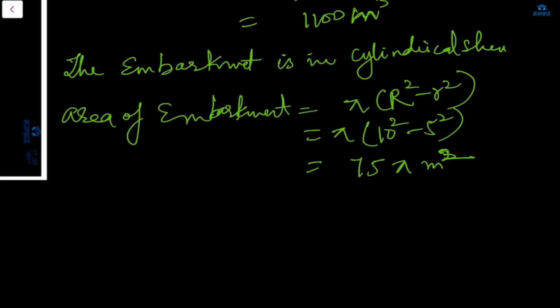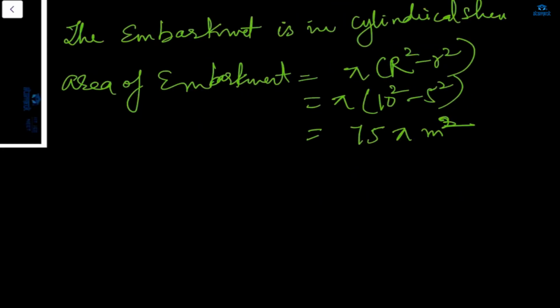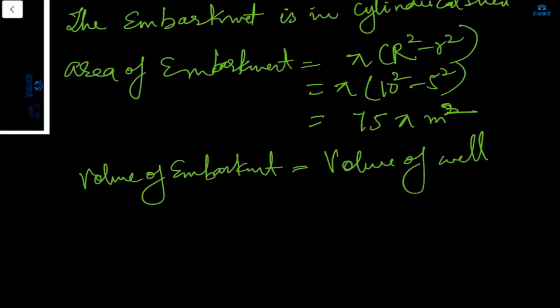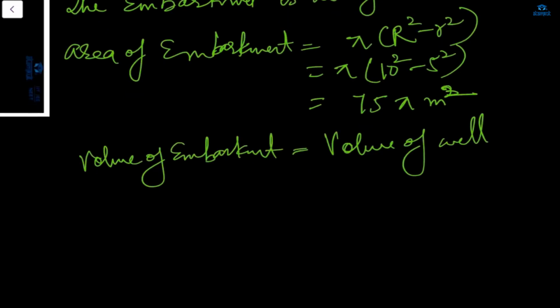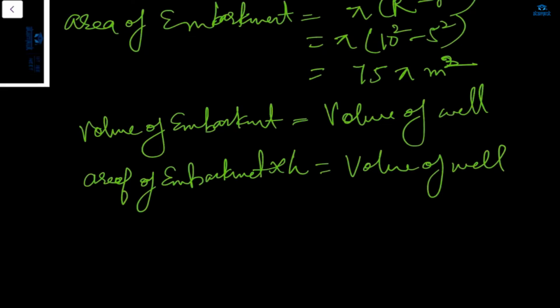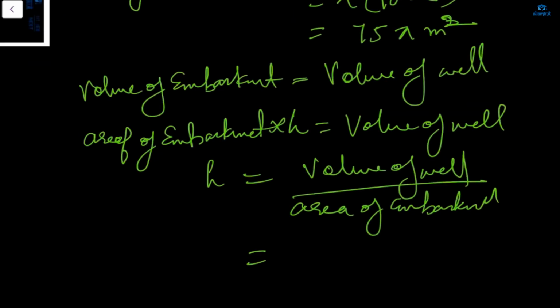Now, what will be the volume of the embankment? We have just found the area of the embankment. Now the volume will be that multiplied by h. So volume of embankment is equal to volume of the well. The volume of embankment is area of embankment multiplied by height of embankment. So what will be the value of h? H is equal to volume of well upon area of embankment.